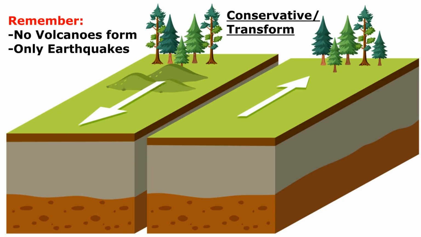Our next plate boundary type is conservative plate boundaries, also known as transform plate boundaries. Here we have 2 plates moving side by side and scraping and snagging alongside one another. As neither plate is moving apart, creating a gap for magma to rise through, and no subduction occurs, creating new magma, we won't see volcanoes at a conservative plate boundary.